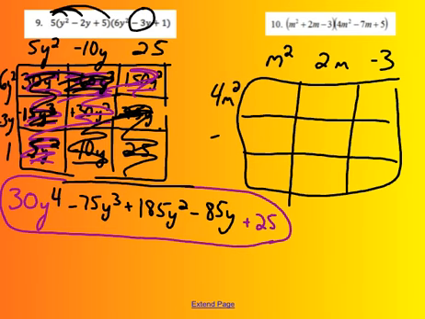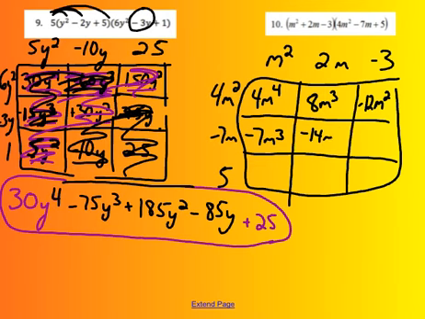4m squared, negative 7m, 5. Okay, 4m squared is going to be 4m to the fourth. 4m squared and 2m squared is 8m cubed. Negative 3 would be negative 12m squared. Nothing changes. All right, so negative 7m would be negative 7m cubed. Negative 7 times 2 is negative 14m squared. And negative 7 times negative 3 is a positive 21m.